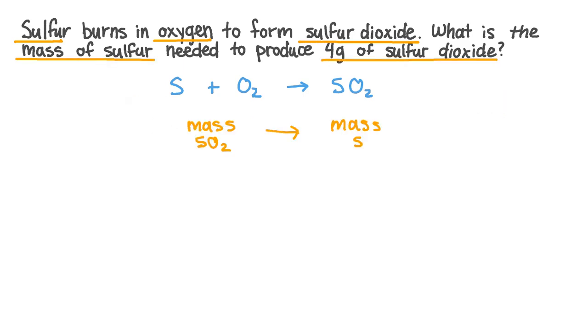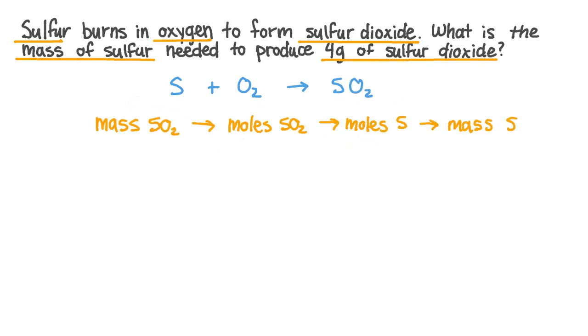This question gives us a mass of sulfur dioxide, and it's asking us to convert that into a mass of sulfur. But we can't go directly from a mass of one chemical species to a mass of another. So instead, we're going to have to go from the mass of sulfur dioxide to moles of sulfur dioxide, then convert into moles of sulfur, and then from there, solve our problem by finding the mass of sulfur.